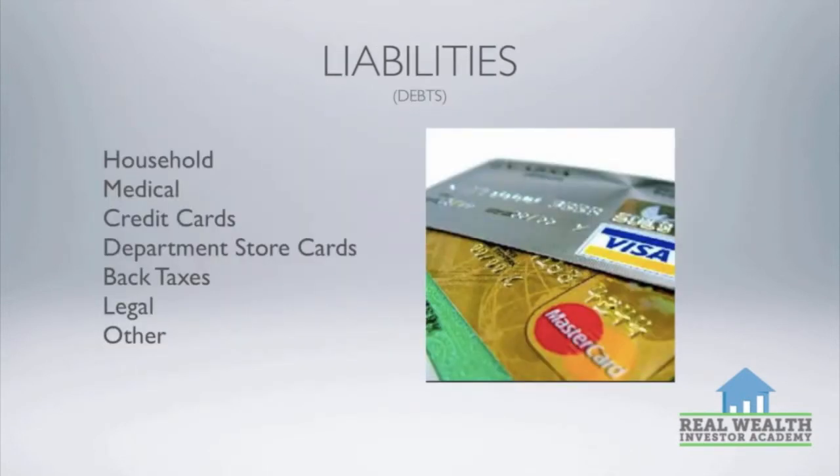All right, liabilities. This is on the other side. Got your assets, you've got your liabilities. So these are your debts. This is what you owe on those assets that you have, basically. Hopefully they're assets. Hopefully you don't owe on a bunch of stuff that has no value. All right, household, medical, credit cards, department store cards, back taxes, legal, and anything else on your debt side.